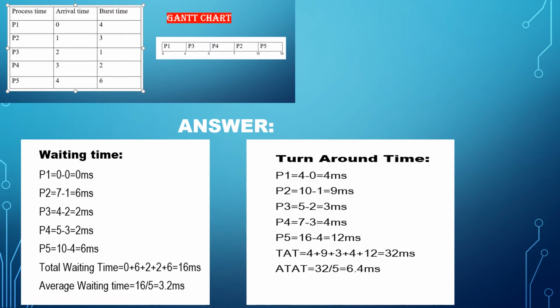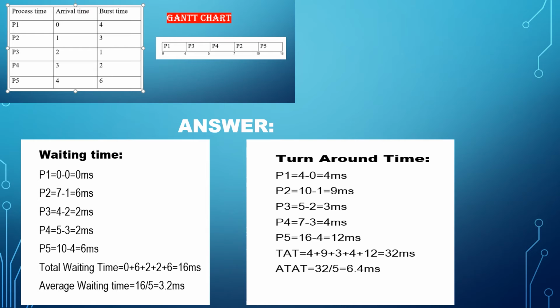Next we'll see for P3. P3's completion time is 5 milliseconds and the arrival time is 2 milliseconds. So 5 minus 2 is 3 milliseconds. Next we'll see for P4, the same process: the completion time is 7 milliseconds and the arrival time is 3 milliseconds. So 7 minus 3 is 4 milliseconds. Next for P5, the completion time is 16 milliseconds and the arrival time is 4 milliseconds. So 16 minus 4 is 12 milliseconds.